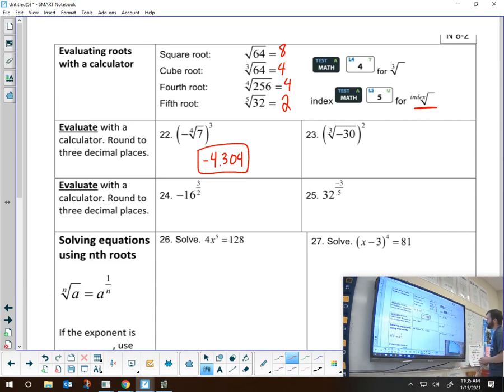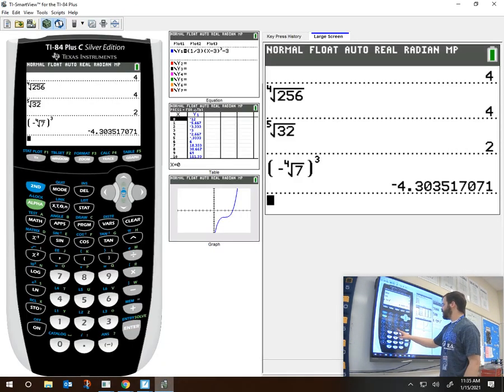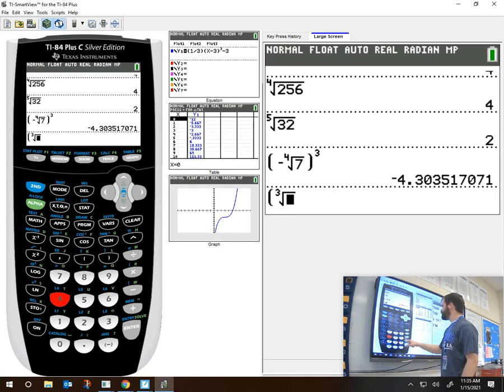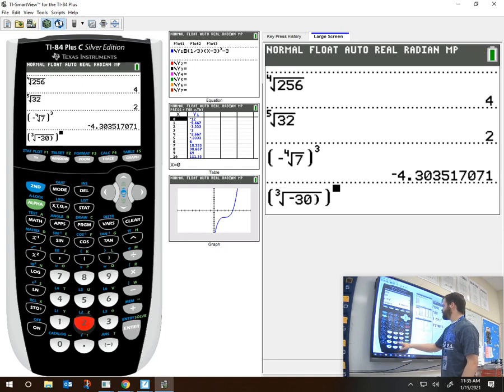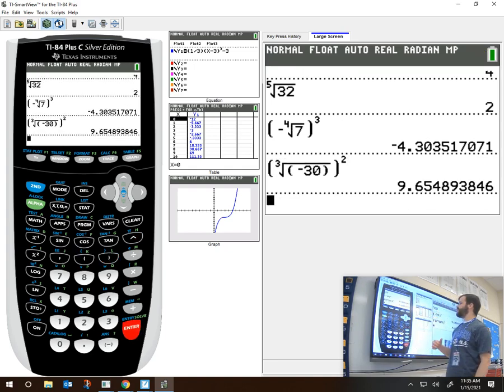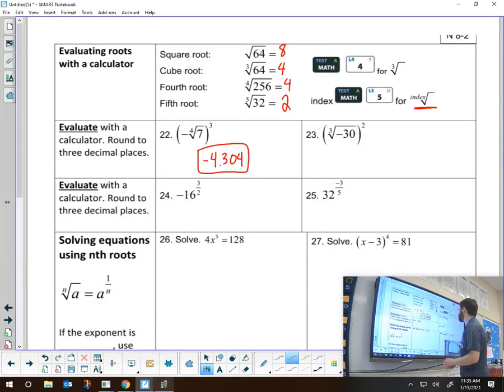What about number 23 here? Well, we can plug this into our calculator too. I can go the third root of negative 30 squared. So pull up our calculator, and we can go brackets, math 4, third root of negative 30, close those off, oops, close it off, and then raise it to the power of 2, hit enter, and we're going to get 9.654, or round it up, 9.655. And there is our solution.